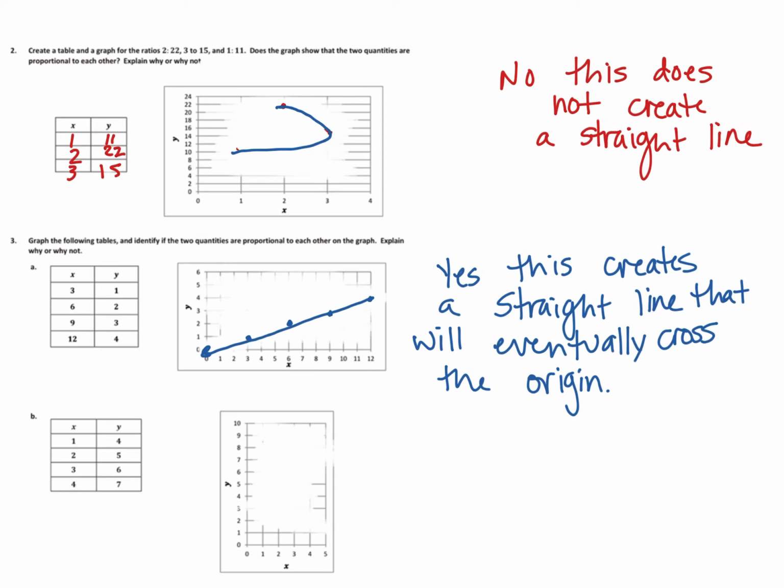In B, 1, 4 is our first point. 2, 5 would be our second point. 3, 6. 4, 7. Remember, you start with the x value. You go over first and then up. If we draw a line through it, it is straight, but it won't cross at the origin. It'll cross above the origin. So no, it will not cross the origin.